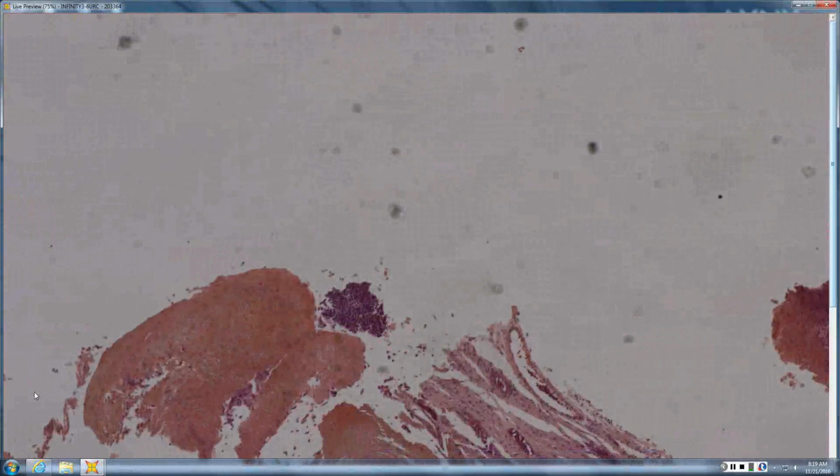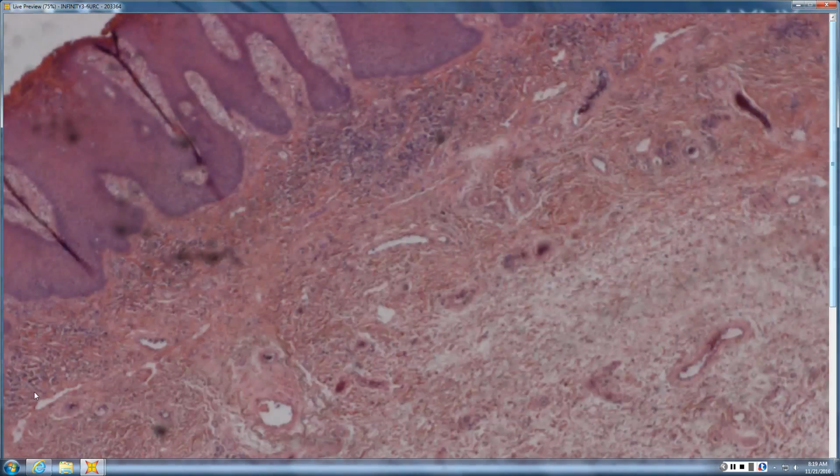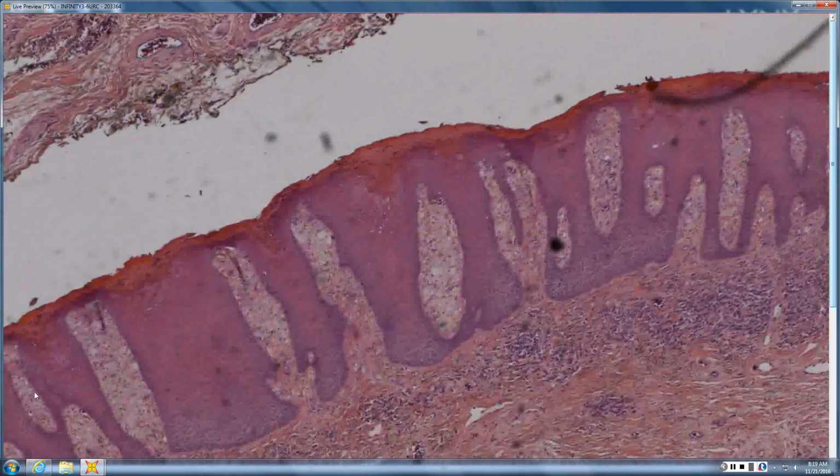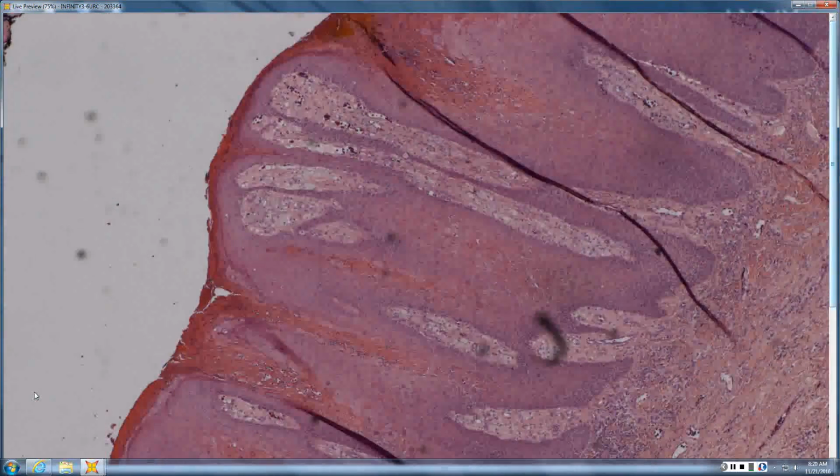Pilomatricoma, shadow, basaloid cells. Well done, you nailed it. I had no clue for this one.